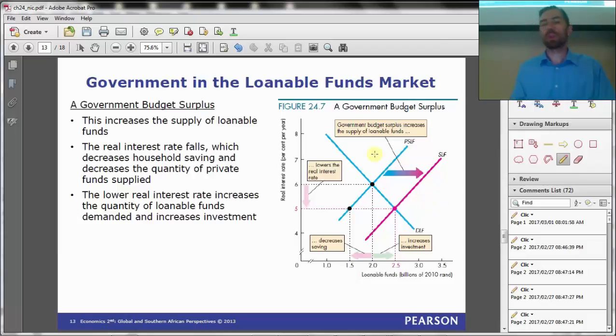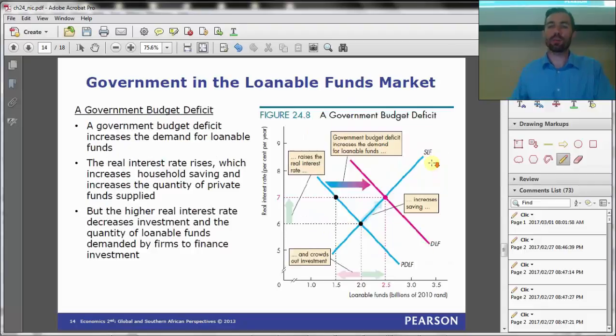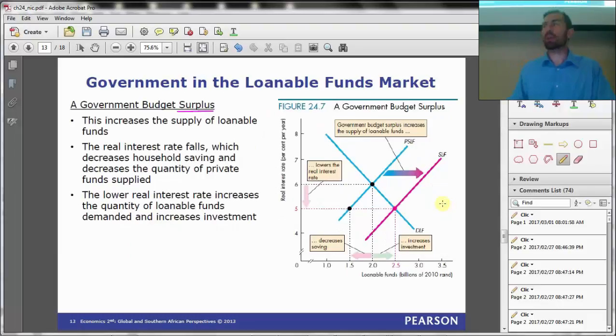Okay? And why I say that it's not particularly well-founded is because the way the textbook discusses a government surplus, so when the government has a budget surplus, the textbook describes a shift in the supply curve. However, when the government has a deficit, it shifts the demand curve. And it never really makes clear why it shifts the demand curve in one instance and the supply curve in another instance, right?